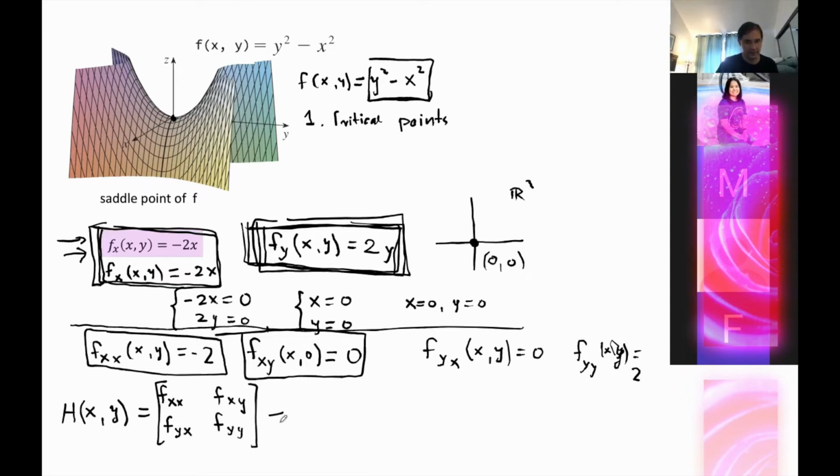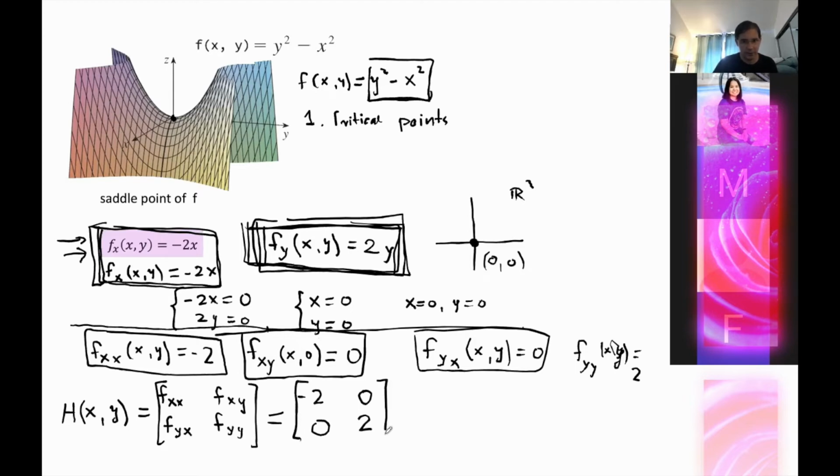So in this specific example, let's see what's fxx. This is negative 2. Okay, fxy, this is 0. fyx, also 0, and no surprise, this is symmetric, so also 0. And fyy, this is equal to 2.